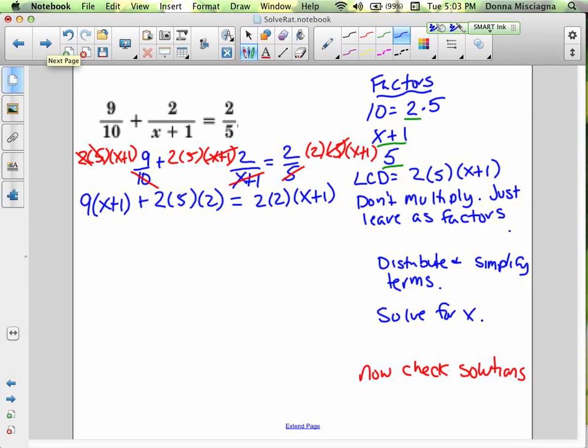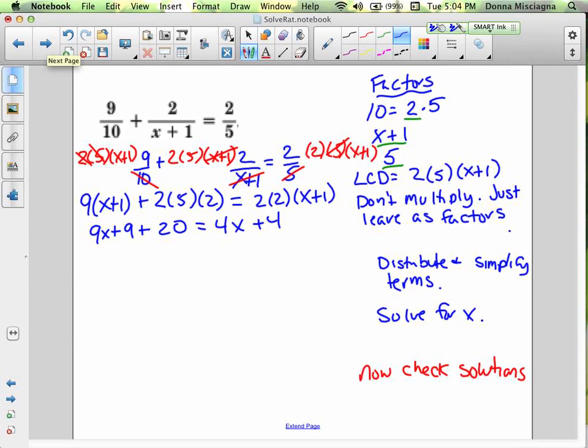Okay. So now we need to distribute and simplify our terms. 9 times x plus 1 is 9x plus 9. 2 times 5 times 2 is 20. 2 times 2 is 4, and 4 times x is 4x, and 4 times 1 is 4. Now notice here we don't have any x squareds. So that just means we're going to get all the variables on one side, all the constants on the other.